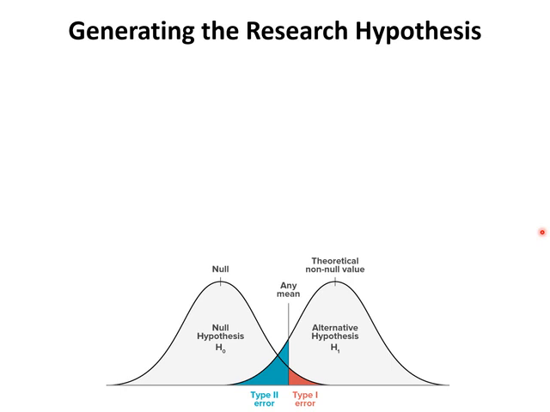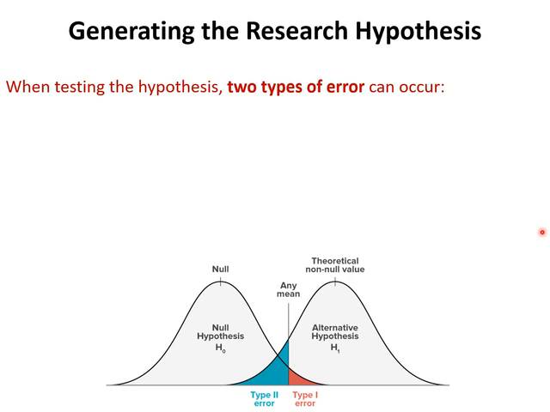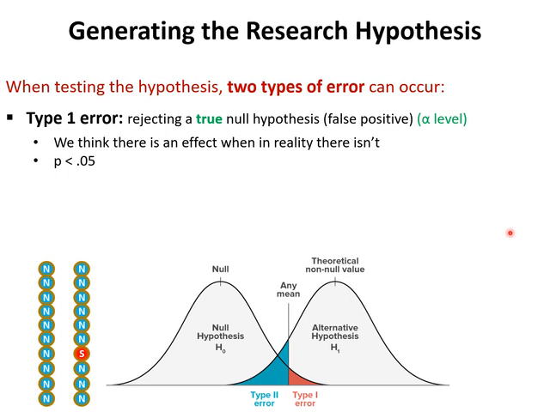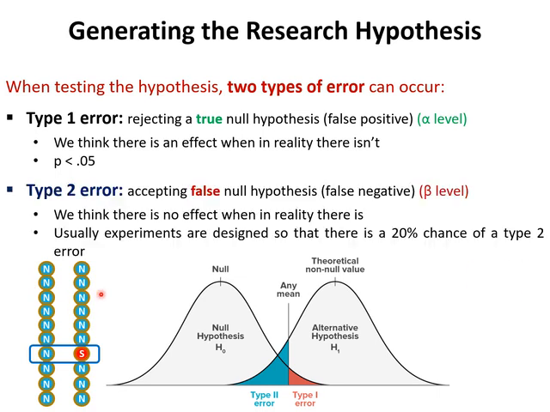Testing our research hypothesis, we may find two types of errors. Type 1 error is called the alpha level. The same example: if the null hypothesis is true and in reality there is no significant difference between the two groups, but our sample was taken from this part, we will find a significant difference, but this is not true. So it's called a false positive, or in this case we reject the true null hypothesis. This is called type 1 error or alpha level.